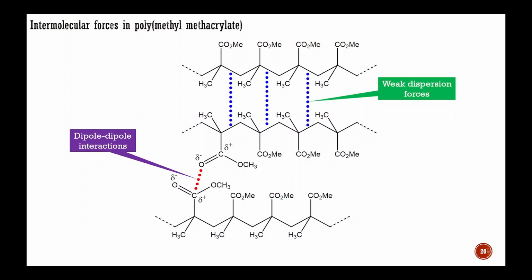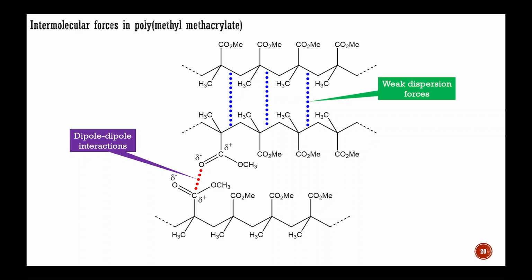Polymethyl methacrylate is composed of polymer chains that interact mainly through van der Waals forces and dipole-dipole attractions, thanks to the polar carbonyl groups in its structure. These interactions hold the polymer chains together, giving polymethyl methacrylate its strength and optical clarity.